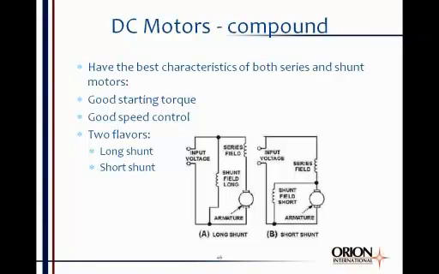The long shunt has the shunt field in parallel with the series combination of the series field and the armature. So the long shunt, the long field shunt goes all the way across the series combination, whereas the short shunt is only in parallel with the armature, and then that parallel combination is in series with the series field. So those are two different types of compound motors. They have both shunt fields and series fields. Good starting torque, good speed regulation.